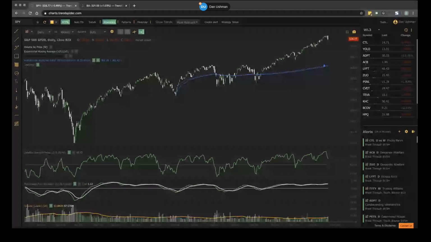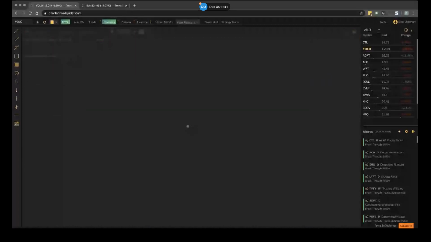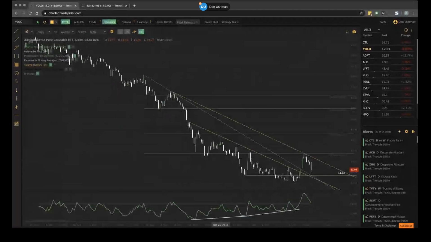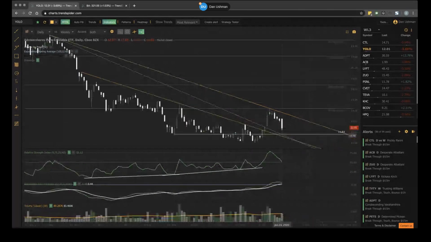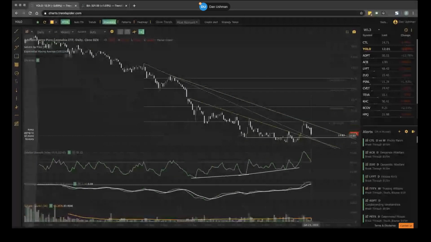So, another thing I've been following pretty closely is the marijuana space, right? So pot stocks have been super interesting. They had a massive rally a little bit ago, and then they had a massive sell-off that is probably still ongoing. But this is YOLO, and YOLO is a pot stock ETF. It's not a pure play one, but it's one that I'm watching pretty closely right now because I think it has a good blend of companies in it.